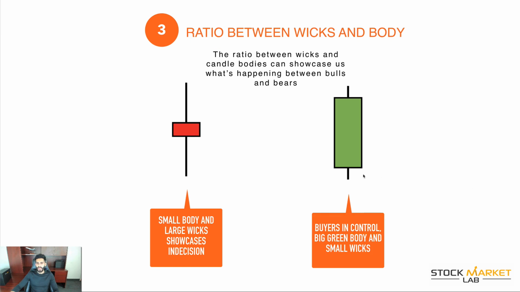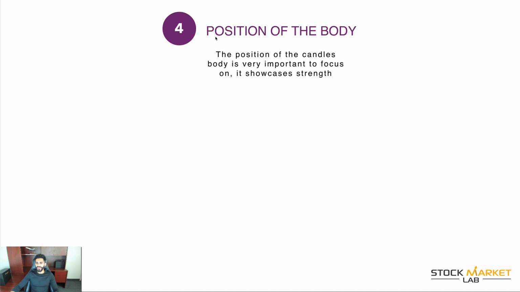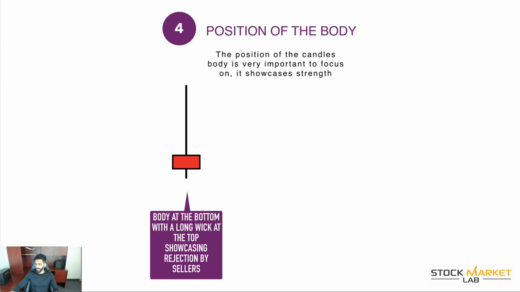And the last concept is the position of the body. The position of the candle's body is very important to focus on. It showcases strength. So for example, if you look at this candle, the body's at the bottom with the long wick at the top, right? This is showcasing rejection by sellers. Stock goes up, sellers rejected, and boom, stock goes down, right?